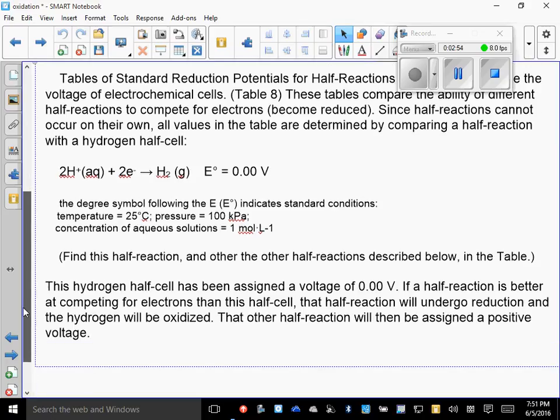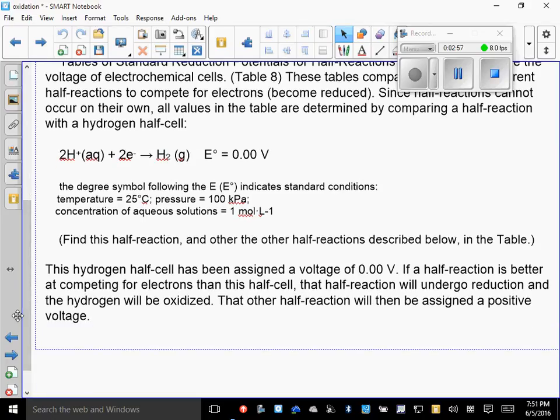In this hydrogen half cell is assigned a voltage of 0. If the half reaction is better at getting electrons, then the half reaction will undergo reduction and hydrogen will be oxidized. The other half reaction will then be assigned a positive voltage. So if it's above it, it is better at being reduced. So we're always looking at the one that is the highest. That one is going to stay as it is. The one below it is going to change.